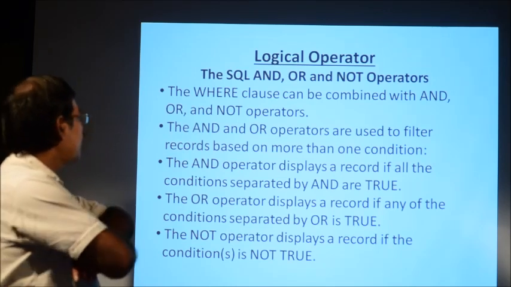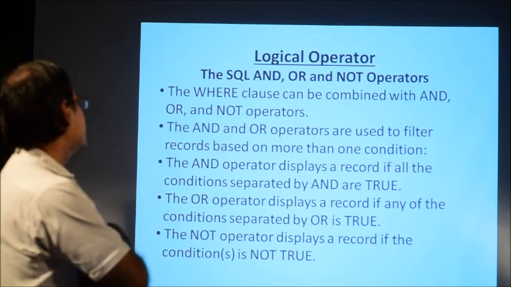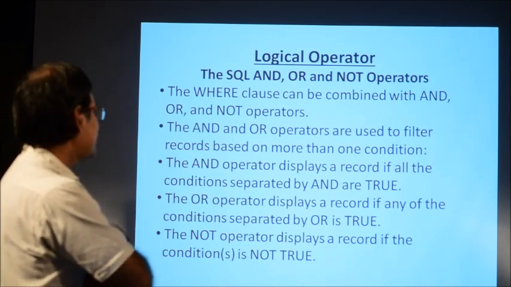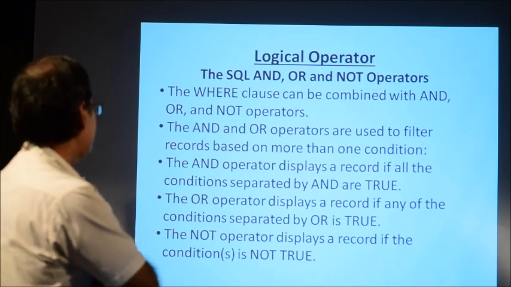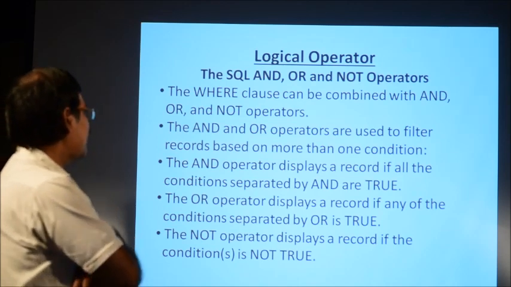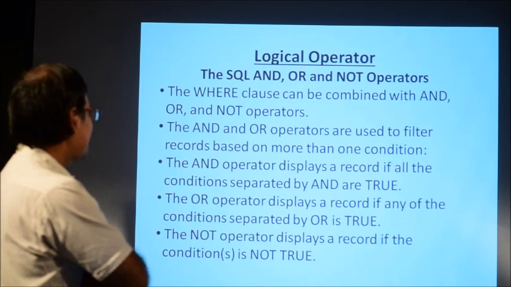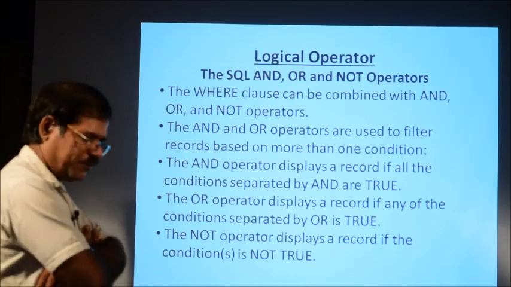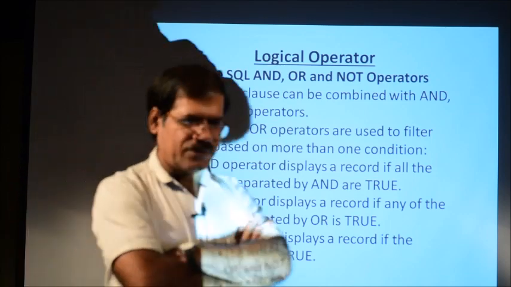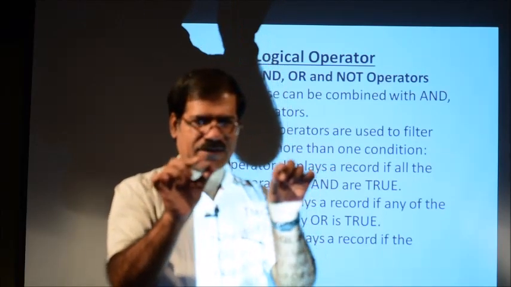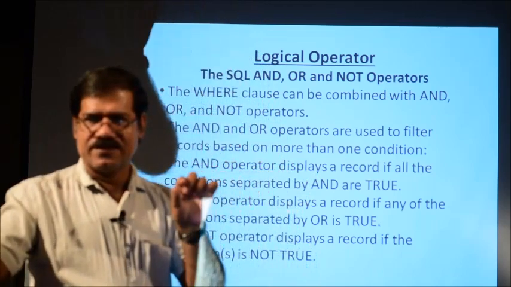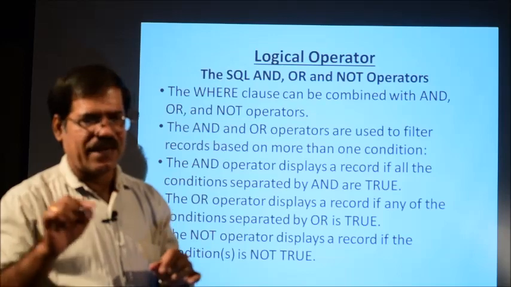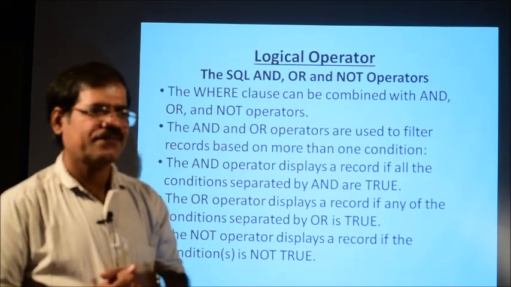The AND and OR operators are used to filter records based on more than one condition. Okay, what are the conditions given? The AND operator displays records if all the conditions separated by AND are true. Suppose one statement is there, then AND, then another statement, then AND, and so on. So n number of statements are connected by ANDs.